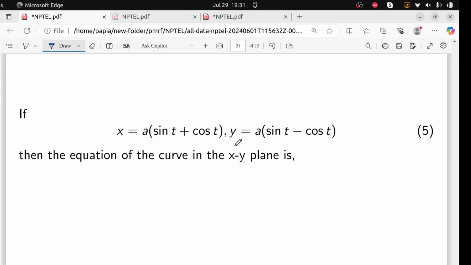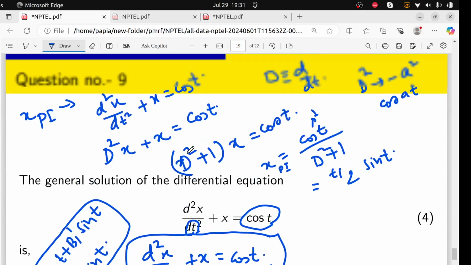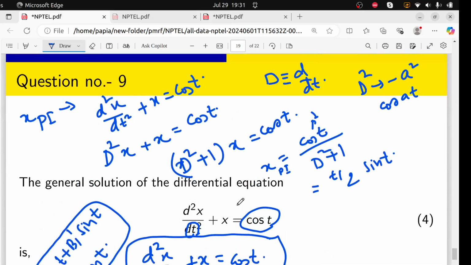If x equals this, y equals this, and obviously I have to focus on these solutions because in your classical mechanics course, each and every time you will have this type of differential equation so many times. So you have to know very clearly what will be the expression for this case.